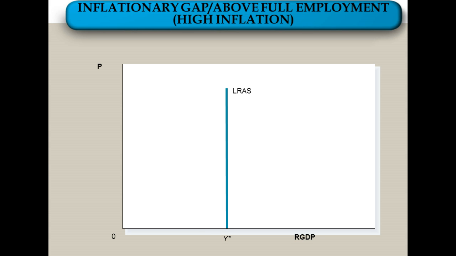Now, it is very possible the opposite can happen. Though it's not quite as frequent, what can happen at the same time is, again, we have our aggregate supply curve, but this time we notice the aggregate demand curve is actually too far to the right.